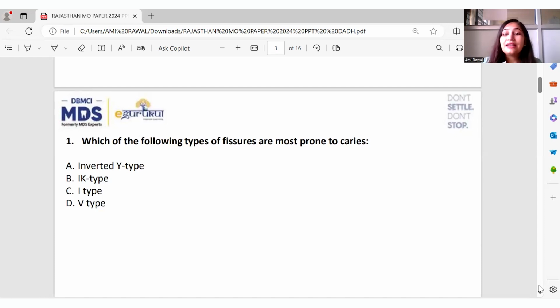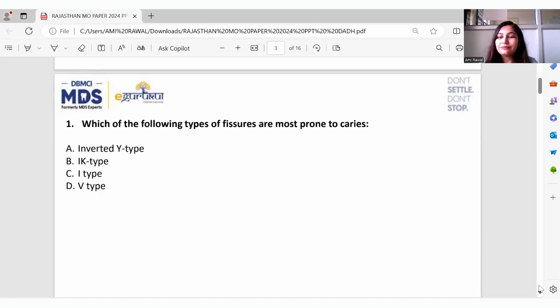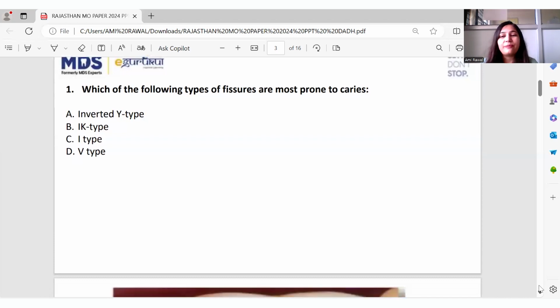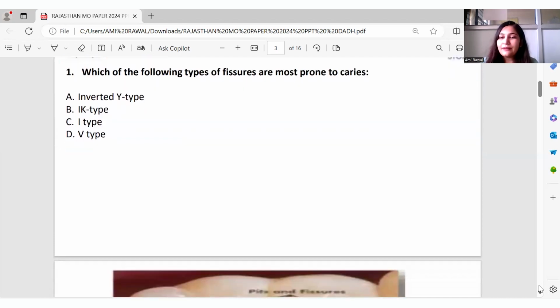While IK, inverted Y and I are deep and narrow fissures. As they're deep, they're more susceptible to caries as they're inaccessible based on their morphology. They are not properly cleaned, proper oral hygiene cannot be maintained, and there is accumulation of plaque and bacteria, resulting in more susceptible dental caries.